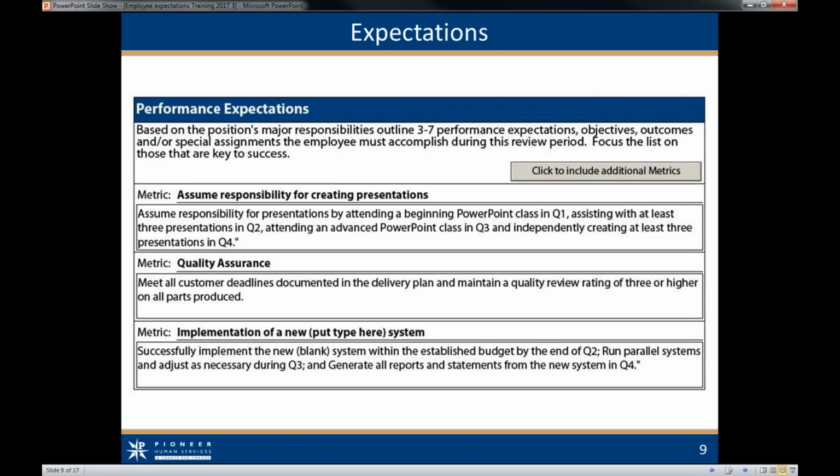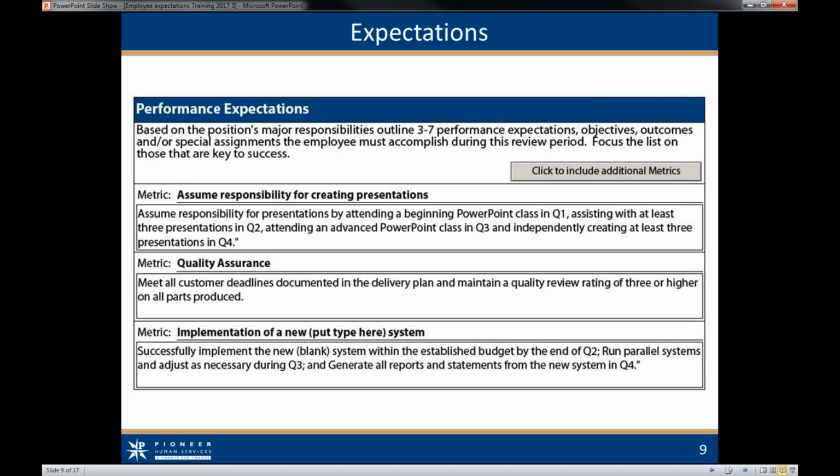Those measurables should be set at the same level for everyone within the unit with the same job title. You shouldn't expect one employee to reach a goal of 90 and another to reach a goal of 70 for the same metric. We have examples that we're showing you of what would be achievable. One would be achieving 98% accuracy in parts packaging if you were in the warehouse, or achieving a 90% or greater customer satisfaction rating.